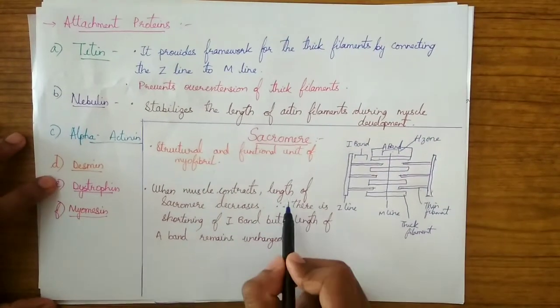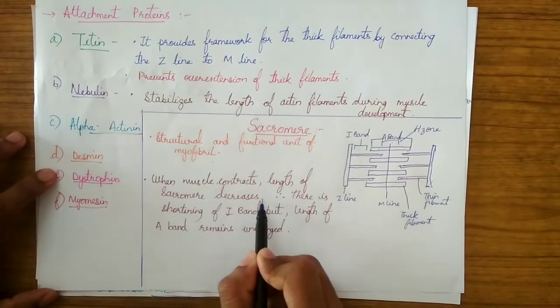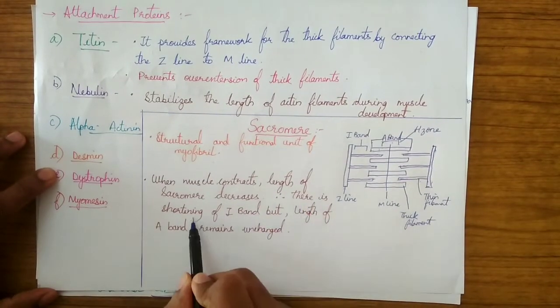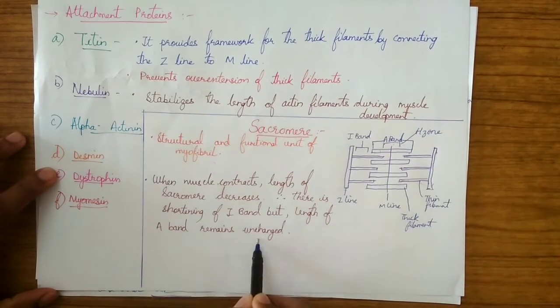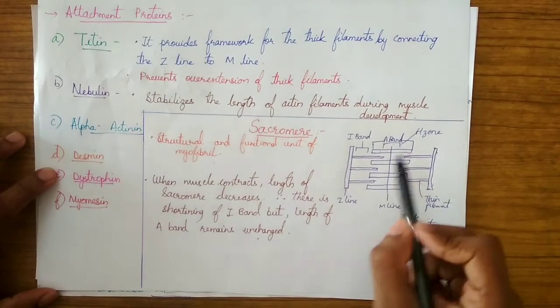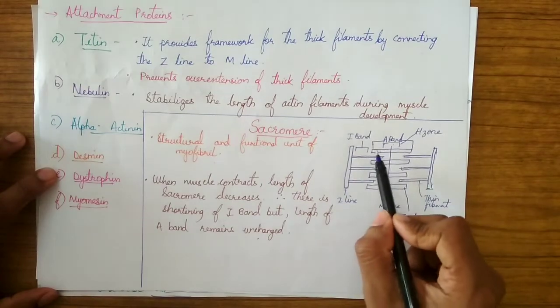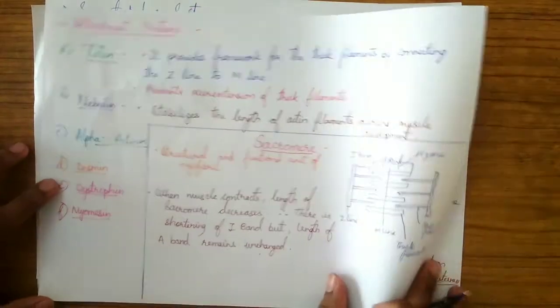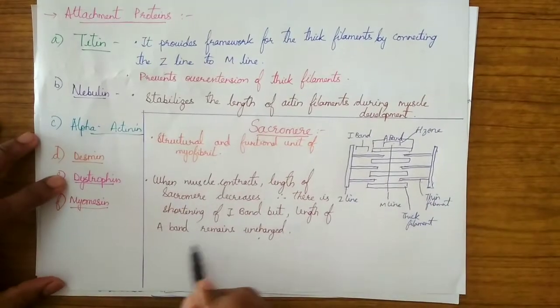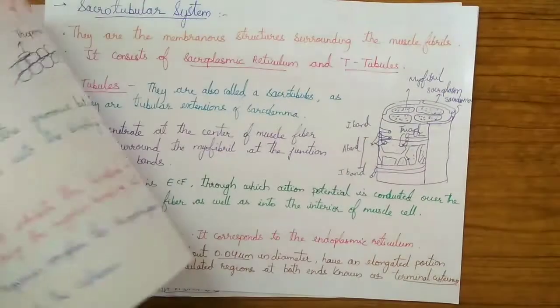So when the muscle contracts, the length of the sarcomere decreases. Therefore, there is shortening of the I band, which is the thin filament band, but the length of the A band remains unchanged. A band is nothing but the thick filaments which also contain the thin filaments. So there is shortening of the I band, but the A band remains unchanged.